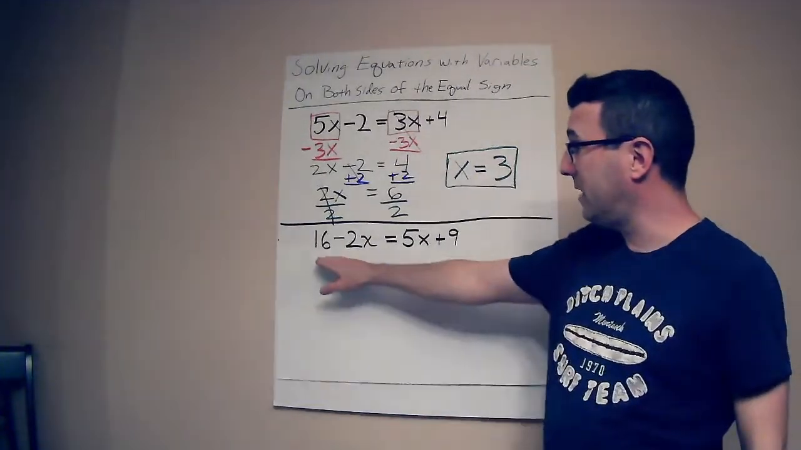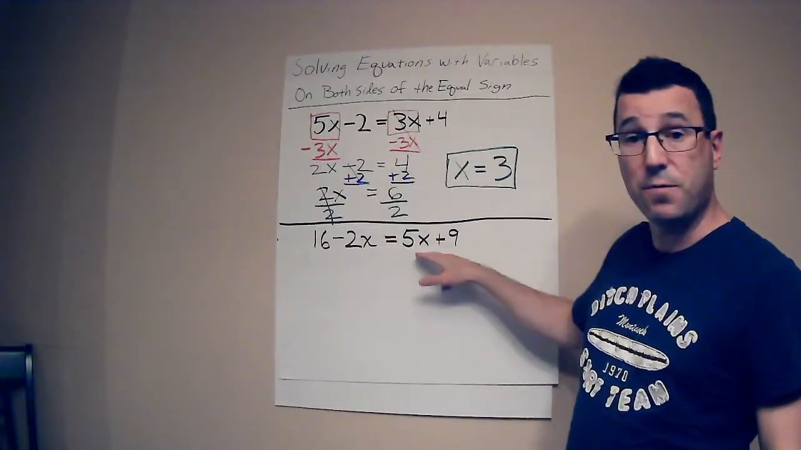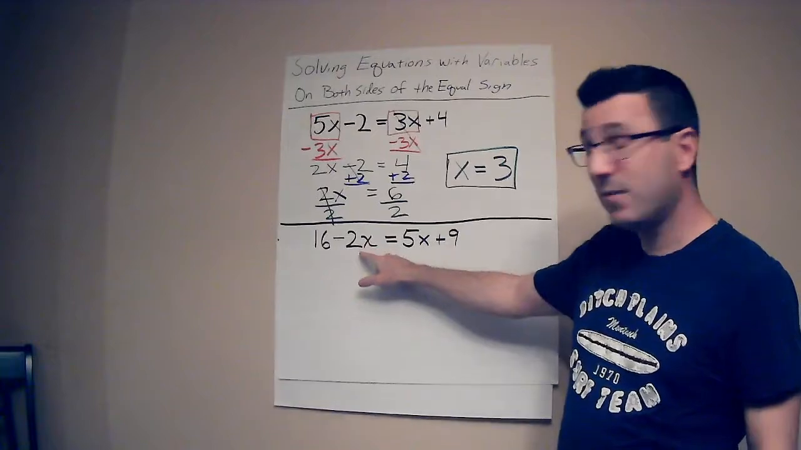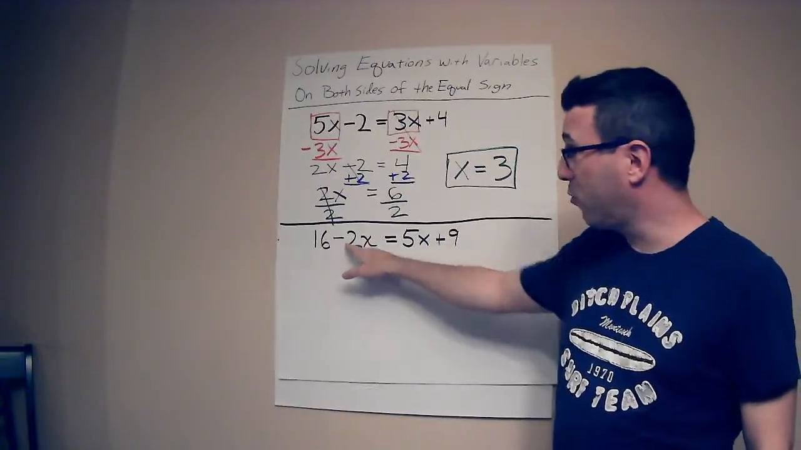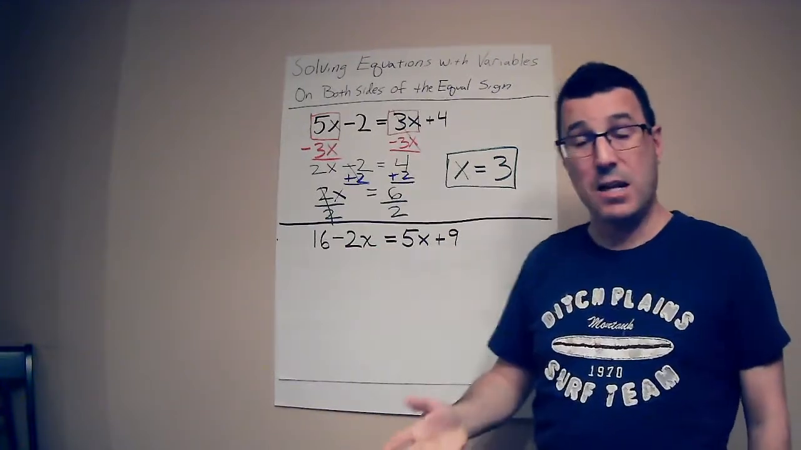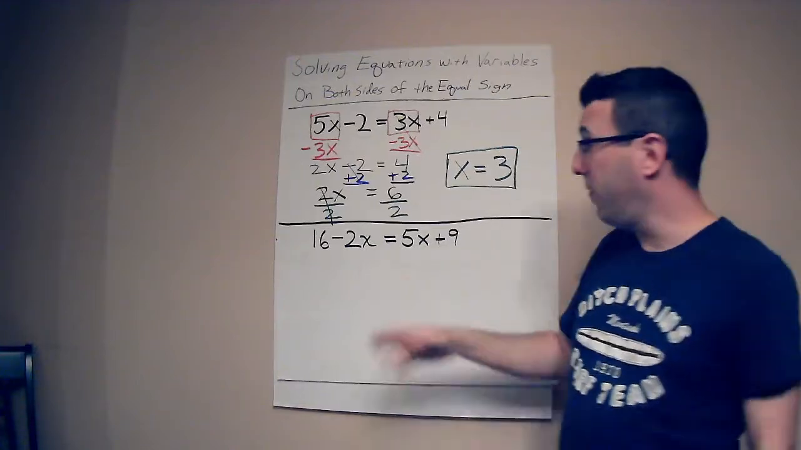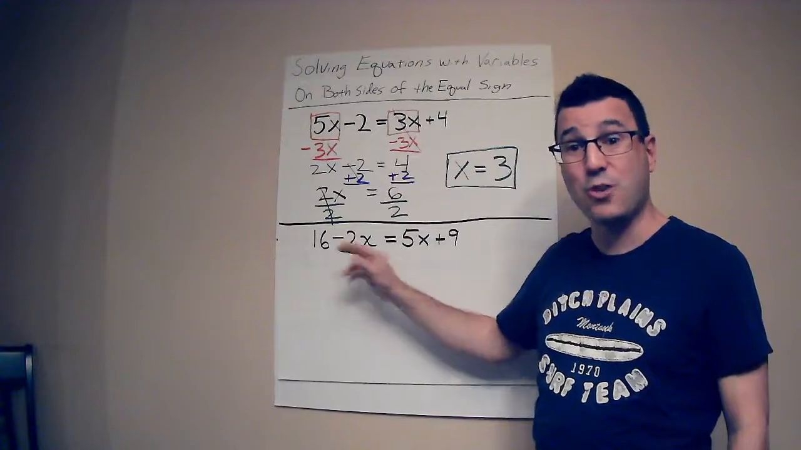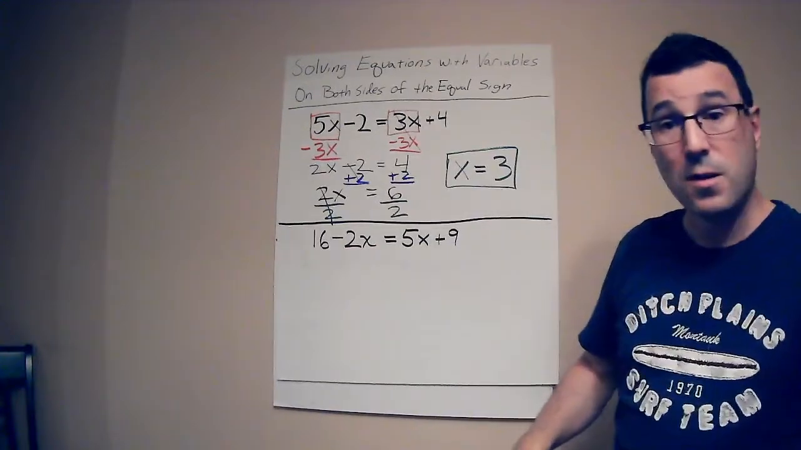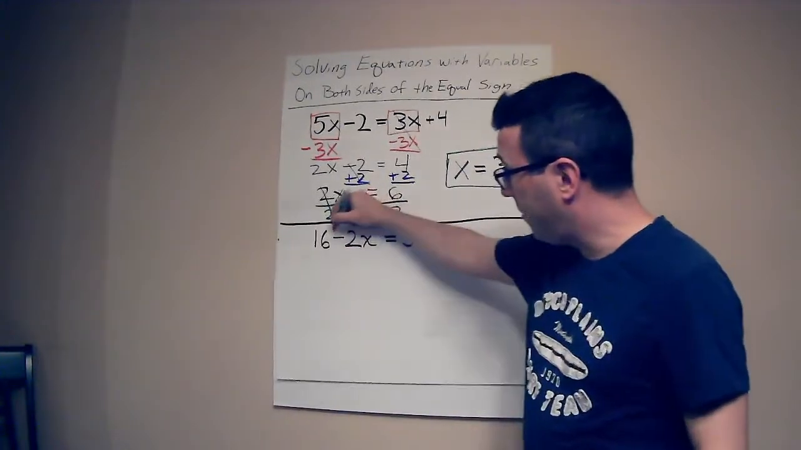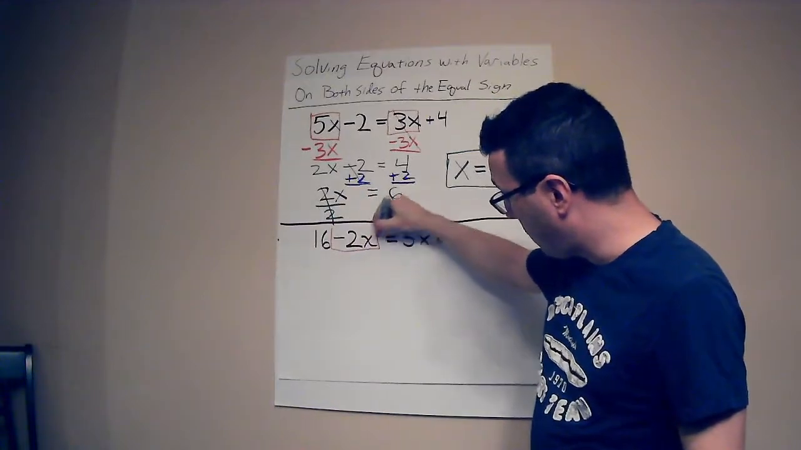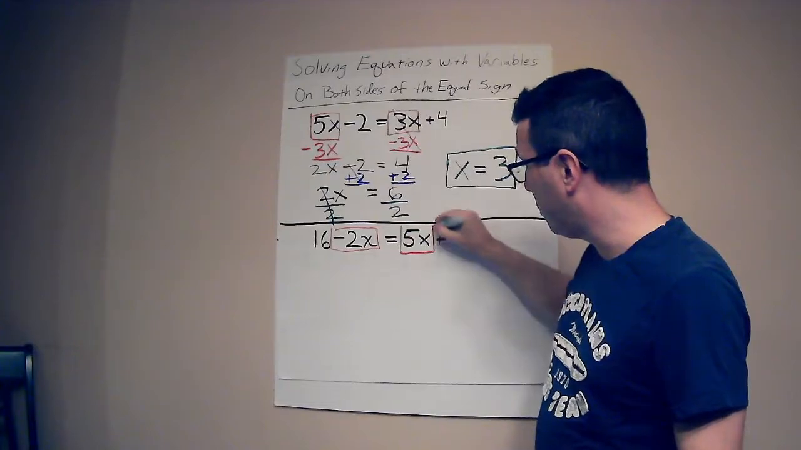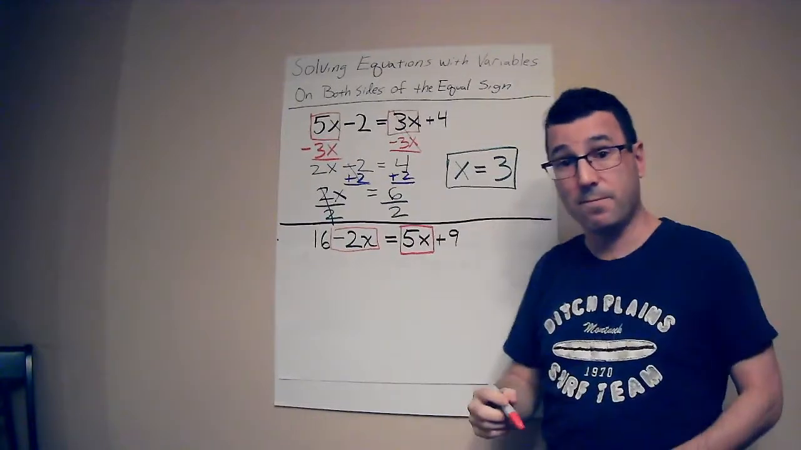This time I have 16 minus 2x equals 5x plus 9. In this case, I'm subtracting 2x. I have a negative coefficient in front of my variable. I have to take into account that minus and treat it like it's a negative. So again, I have an x term or a variable term on the left-hand side, and I have a variable term on the right-hand side.